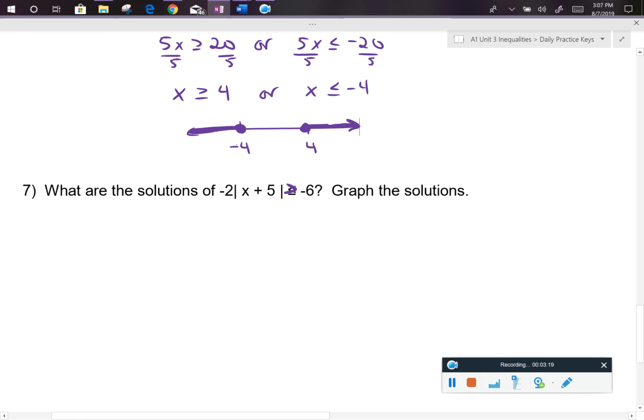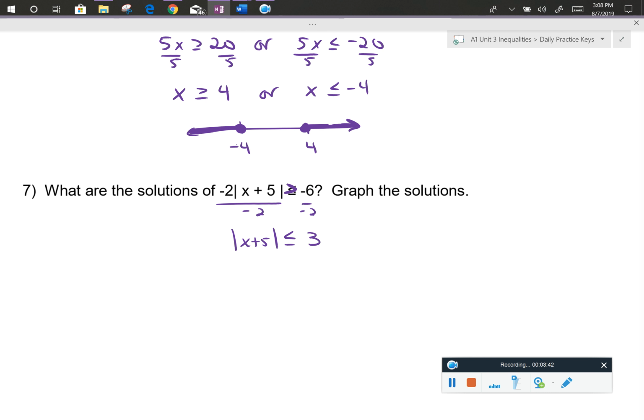Finally, I have another one where I need to isolate the absolute value. So I'm going to divide both sides by negative 2. So I have the absolute value of x plus 5. I'm flipping from that greater than to a less than or equal to positive 3. Now I've got a less than problem, so this is an and rather than an or. I'm going to have to be between.